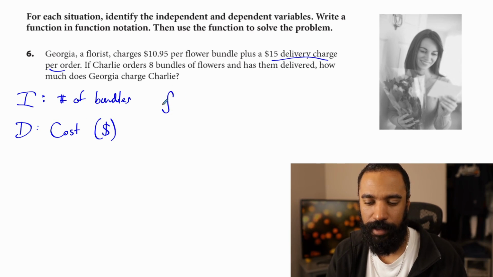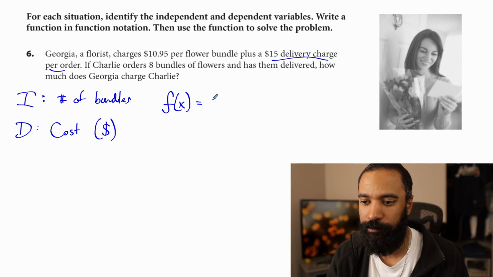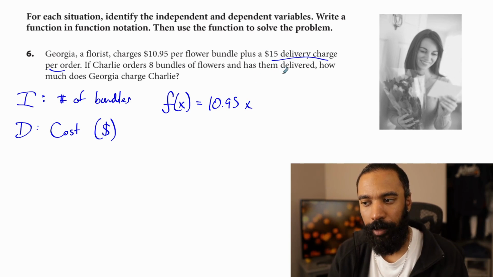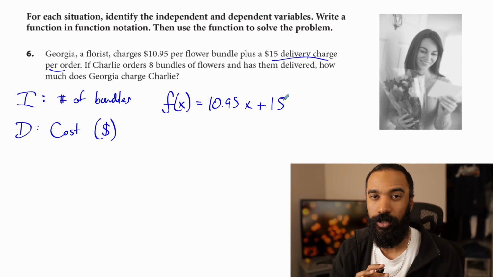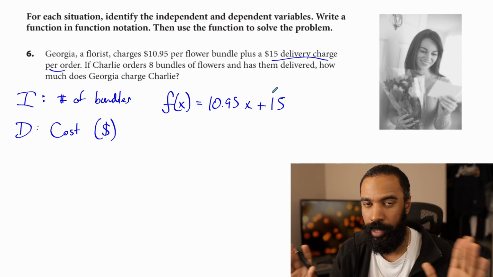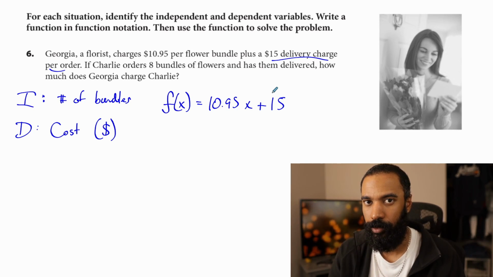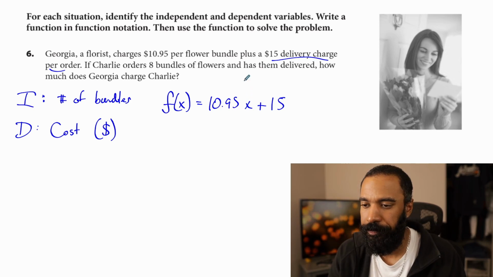So the cost, let's go back to f of x. f of x equals $10.95 per flower bundle times the number of flower bundles, $10.95 times x, and then plus a $15 delivery charge. Keep in mind, for a single delivery, $15 will be added. Base rate, whether you order 1 flower bundle or 1,000. Always add 15 to it. And this is based on the number of flower bundles.